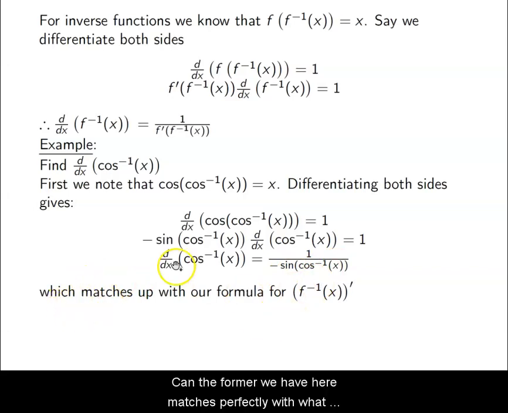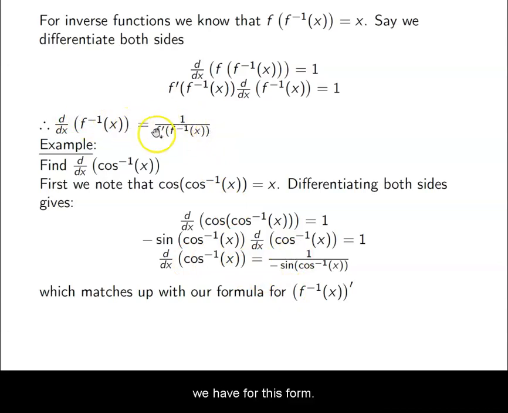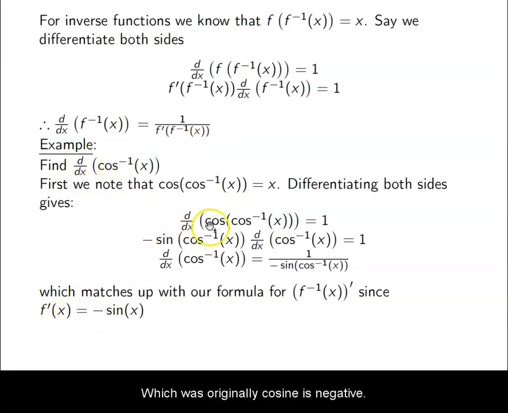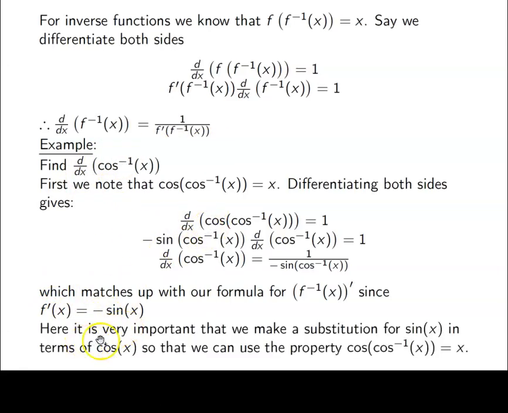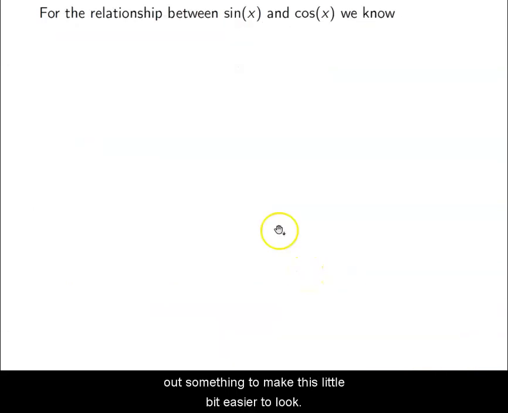So again, the formula we have here matches perfectly with this formula, since the derivative of f, which was originally cosine, is negative sine of x. Here it's very important that we make a substitution for sine of x in terms of cosine so that we can use this property that cosine of cosine inverse of x equals x. So we're going to figure out something to make this a little easier to look at.